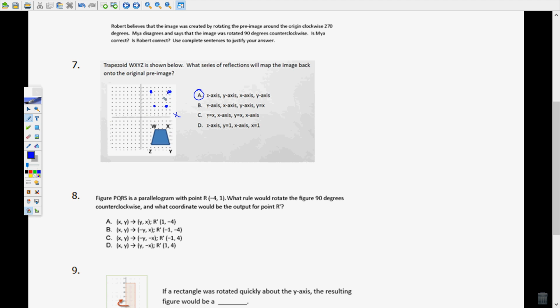Okay, so there's your first reflection, and then it says reflect across the y-axis. You don't have to do every single one. You can probably visualize this. If you reflect this across the y-axis, it would be over here in the same spot. Then if you reflect back across the x-axis, it would be back down here, and then back over the y-axis, and it will be back where you started. So you just want to look at the different options and see where they take you, and you want to land back where you started.